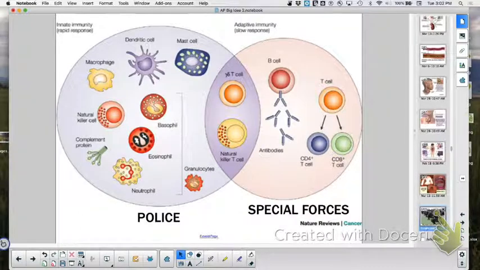We talked about our innate, the police, and then special forces. Remember, special forces are very, very what? Specific to a particular antigen. Whereas your police force, your innate immune response, will respond to anything. And we know, what is the one that's most prolific up here? Neutrophils. Neutrophils neutralize.